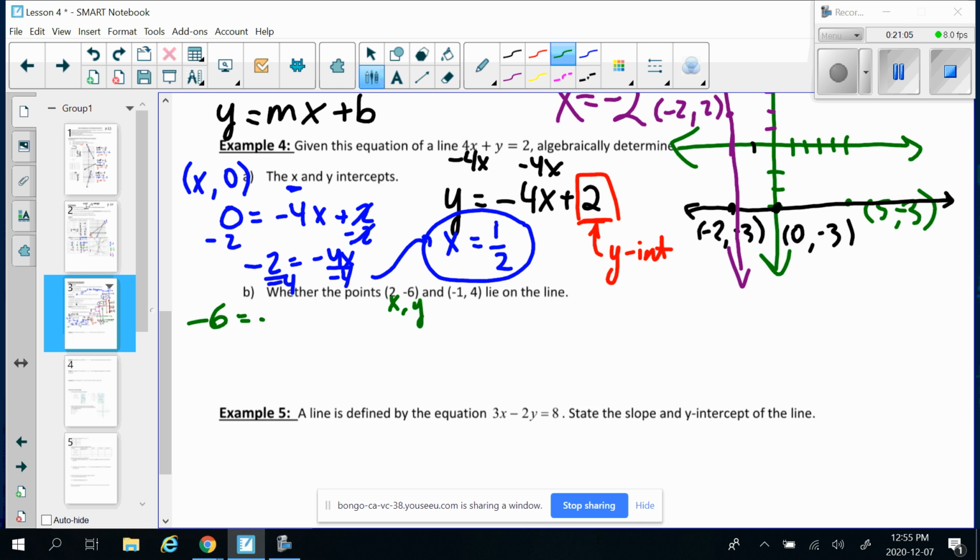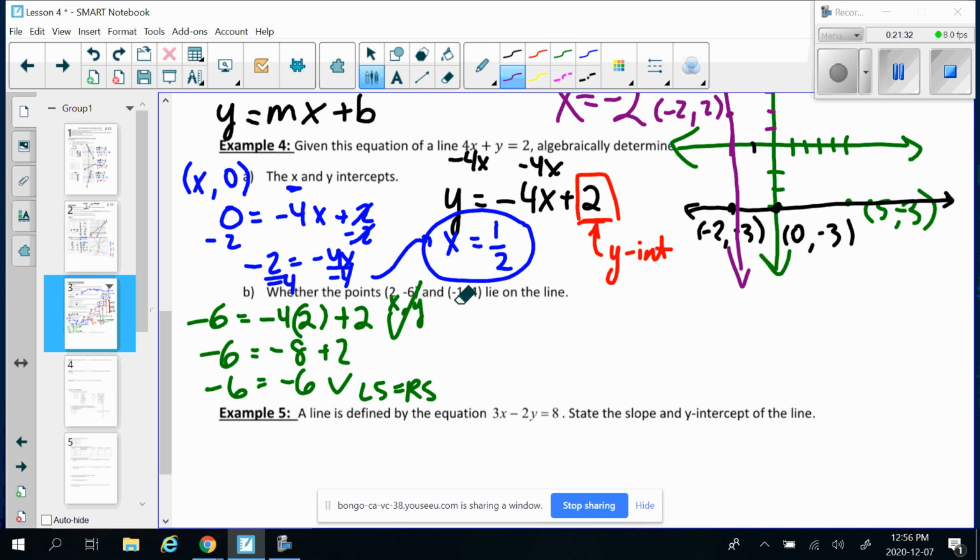Y is equal to, okay, and I'll put in my x value, plus 2. So notice how this is the exact equation in black here, except I've put in negative 6 for y, and I've put in 2 for x. And let's see if the left side equals the right side. Looks like it's good. So if the left side equals the right side, then you can say that yes, this point does lie on the line.